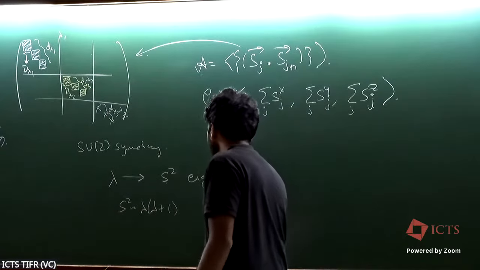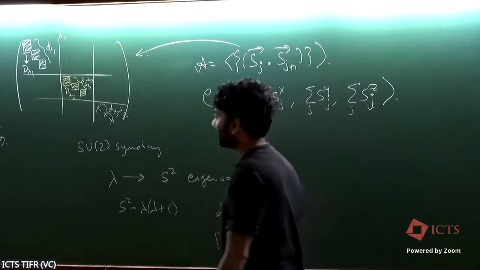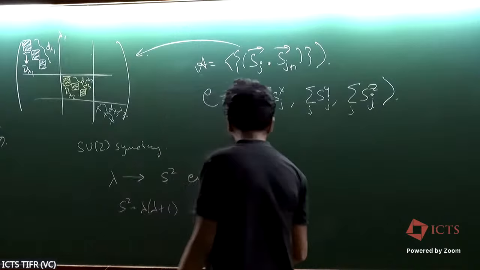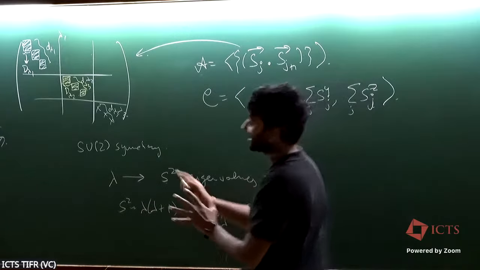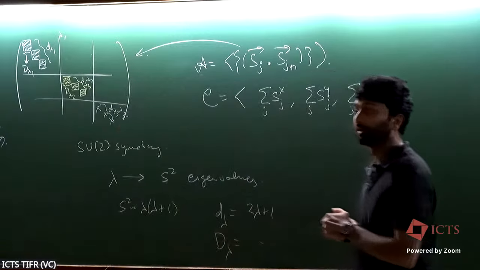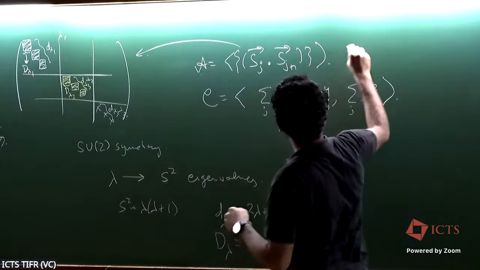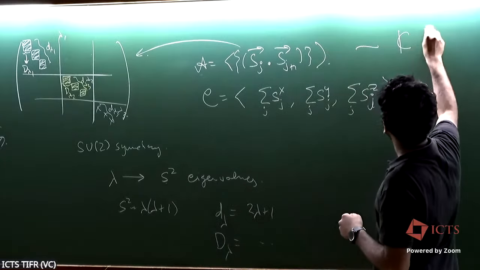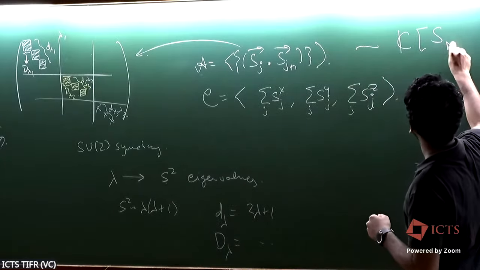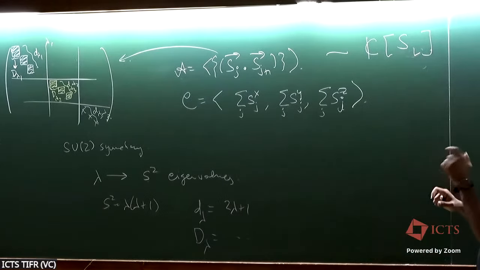And then there is some expression for capital D lambda, which I don't remember off the top of my head, but these are the sizes of these symmetry sectors. Okay. And in this case, it turns out that this bond algebra is basically the group algebra of the symmetric group on L sites, which is just the set of permutations.